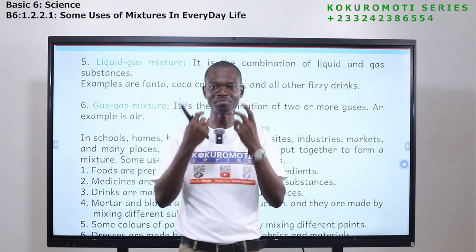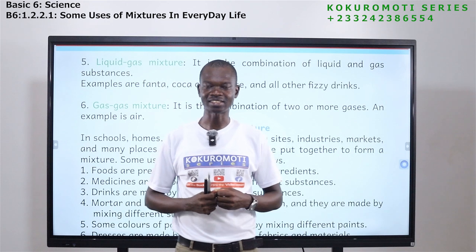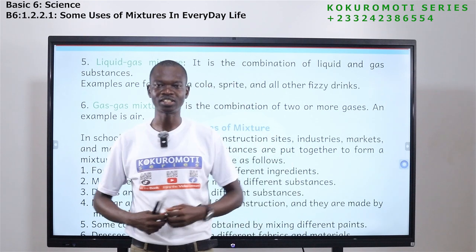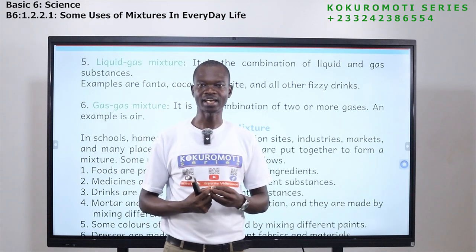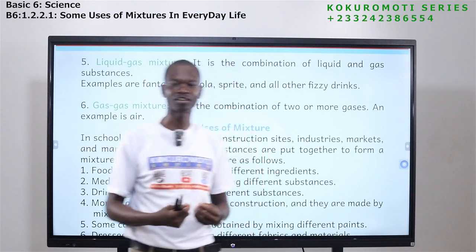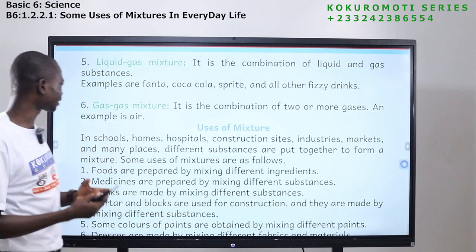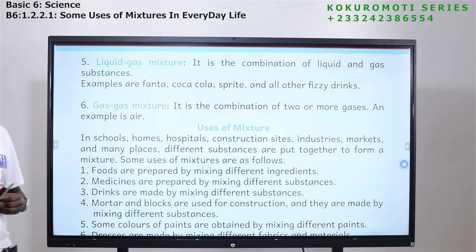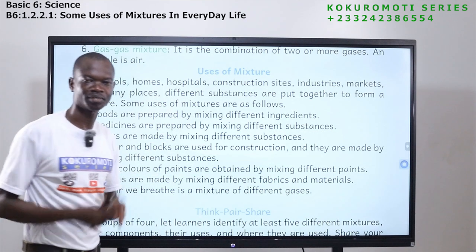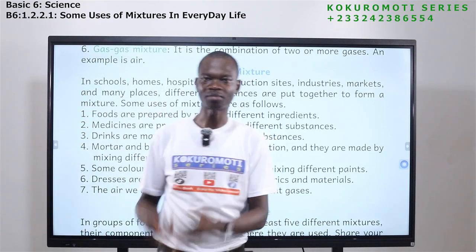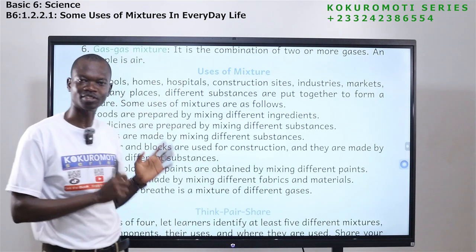The air that we breathe in and breathe out, the air that dries our things, the air that blows around, they are made of different gases. We have oxygen, nitrogen, carbon dioxide, and argon. All these are components of the air. They are a mixture of what? Gases. So gas mixture, air is an example. Okay, so we have seen the types of mixtures, six of them and their examples. Remember to give correct examples for each of the types.